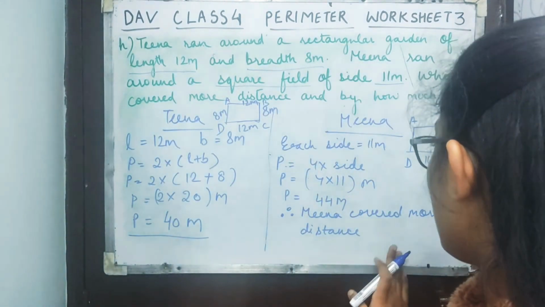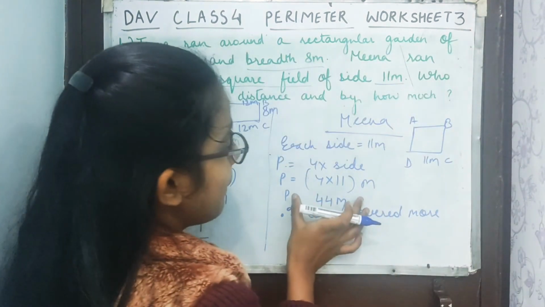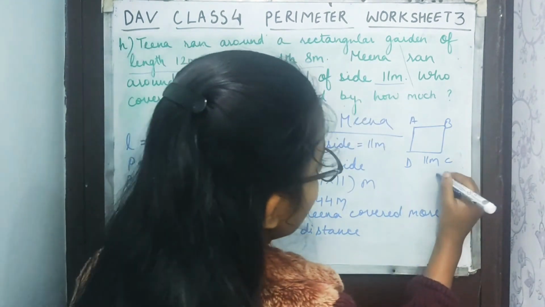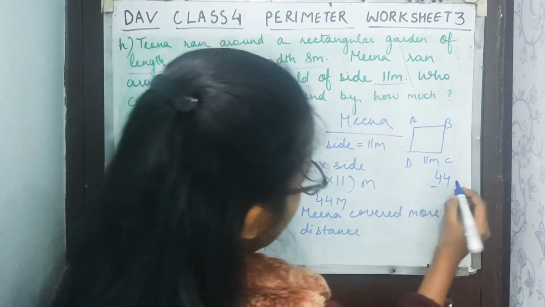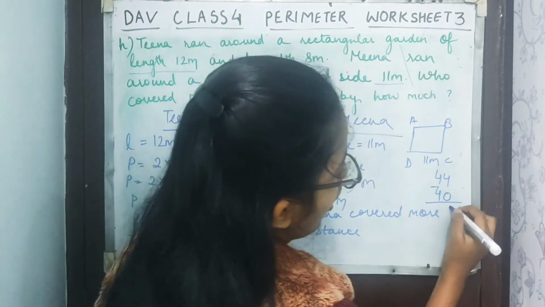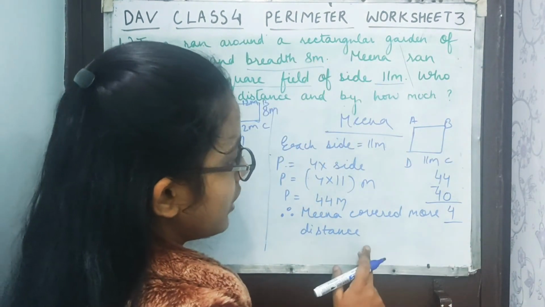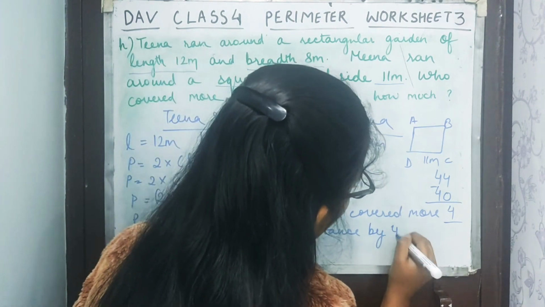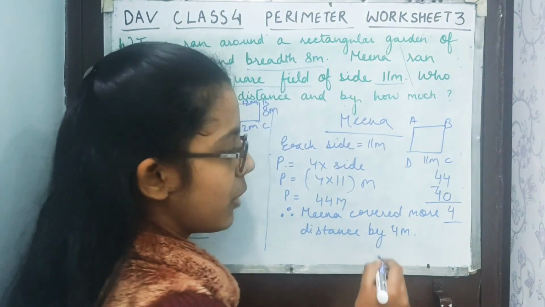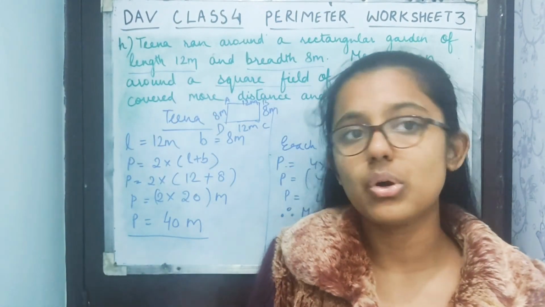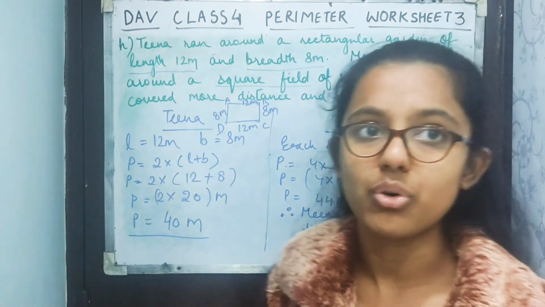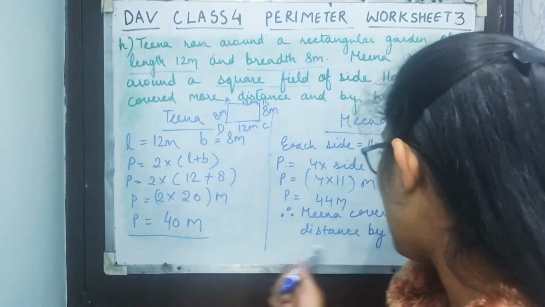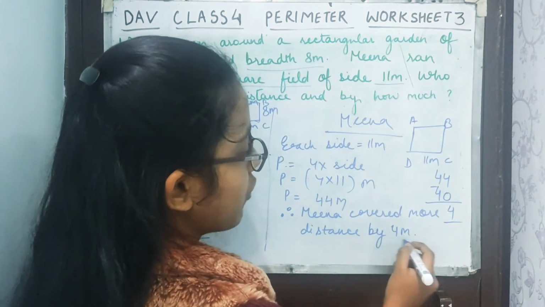For finding how much more distance she covered, we'll subtract Tina's distance from Meena's distance. So we'll subtract 44 minus 40. We'll get what? 4 left. So Meena covered more distance by 4 meters. She covered 40, she covered 44. So 4 meters more she has run. So by how much? By 4 meters Meena covered more distance.